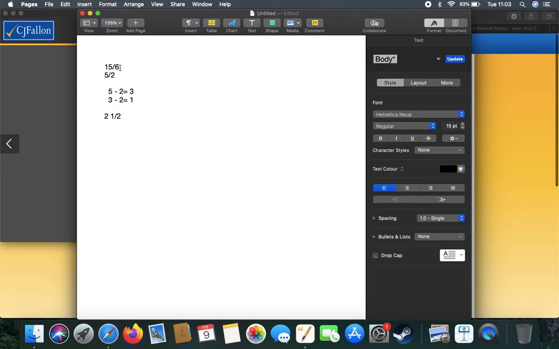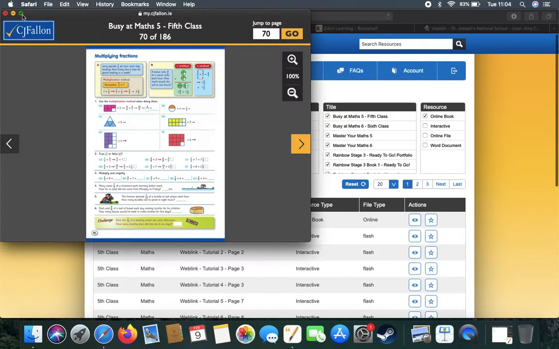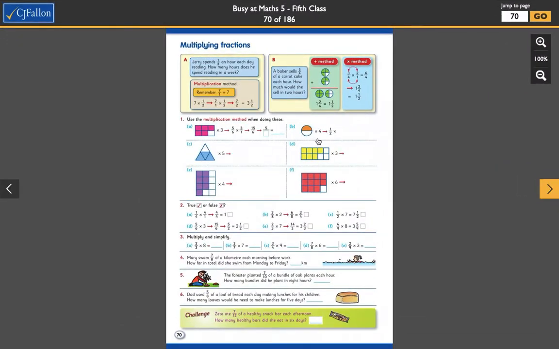So it was 15 over 6, simplified to 5 over 2 because each of them were divided by 3. 15 divided by 3 gave 5, 6 divided by 3 gave 2. And then they saw how many times can you take a group of 2 away from 5. You can do it twice and be left with 1. So that is that one. So you continue on with this one.